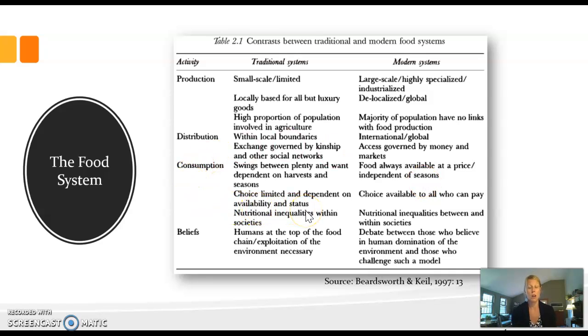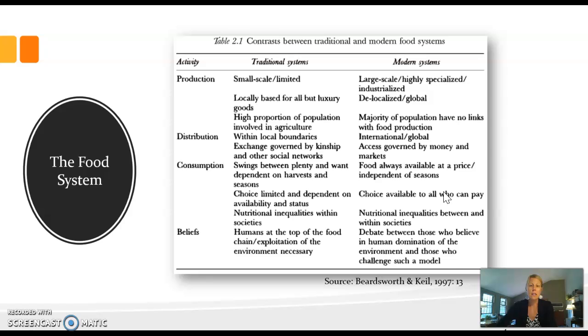So again, another differentiating characteristic in terms of consumption is that choice was limited and dependent on availability and status, and nutritional inequalities within societies existed in the traditional food system. Today, choice is really, as I was saying, about who can pay for different and diversified food items.